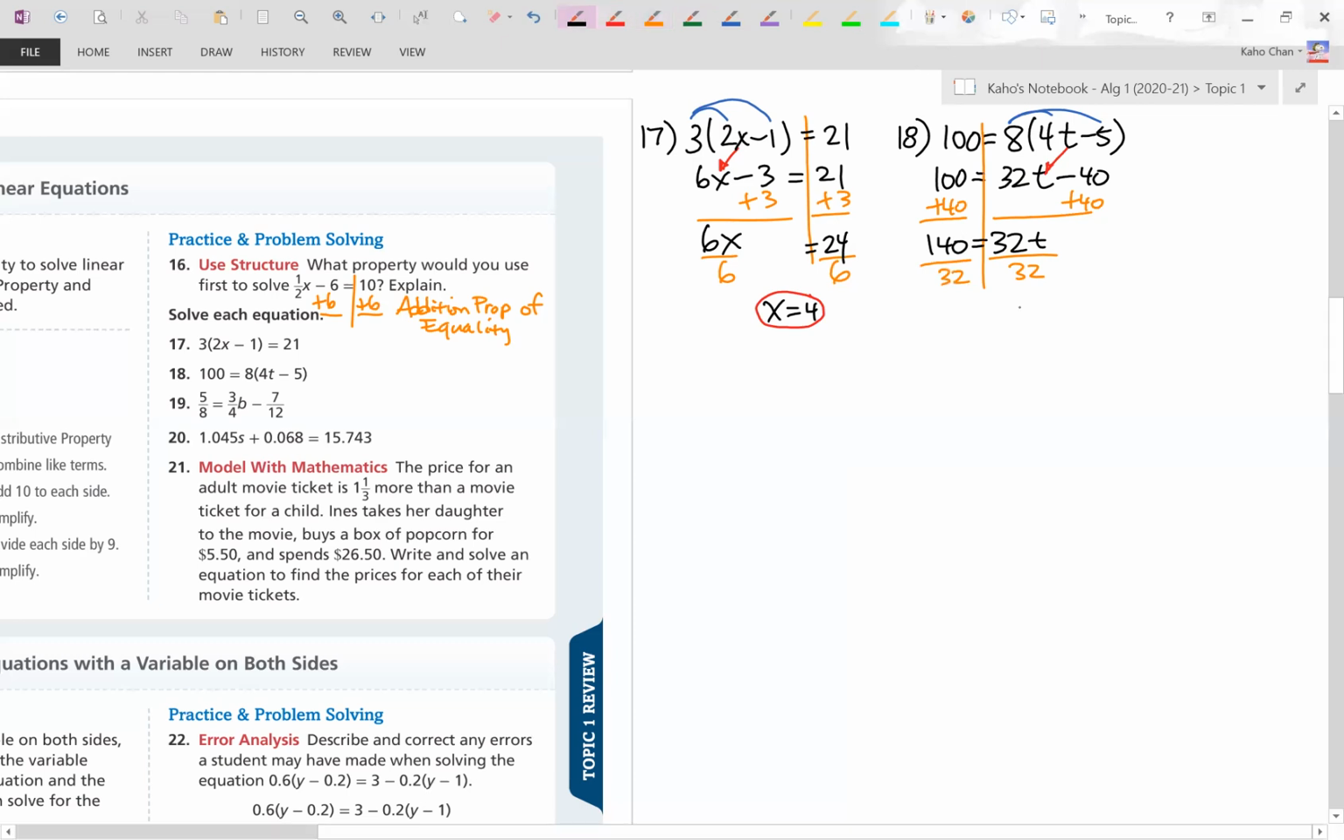I have a feeling we're going to get a fraction or a decimal. In fact, if you try to reduce this by dividing by 2s and whatever, you can try to narrow it down. 140 divided by 32 will give you a decimal of 4.375 on my calculator. And there's your answer.